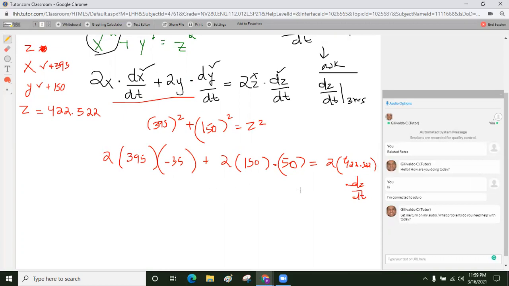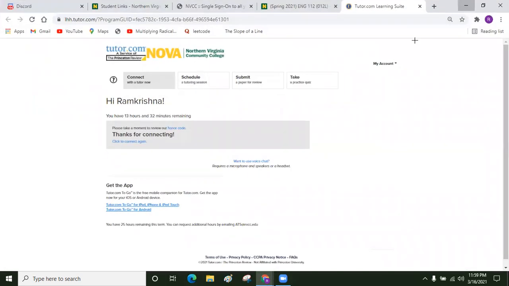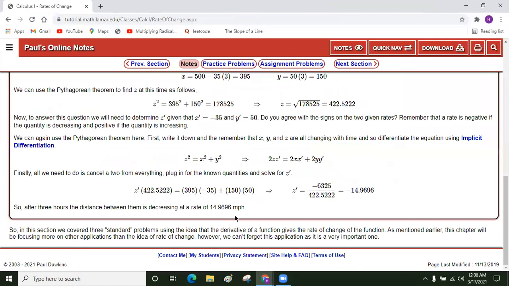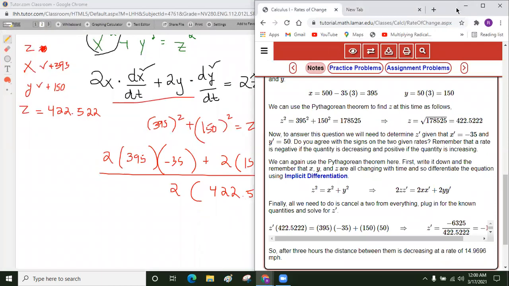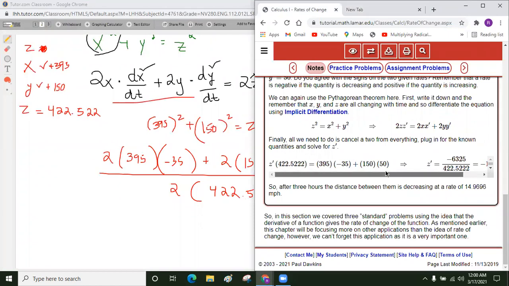So I think that if I divide both sides by 2 multiplied by 422.522, I should be good. Yeah, so just add everything that's on top, and divide by the 2 times that. Mm-hmm. Okay. Yeah, I think I trust it. So I think that's good for a solution.